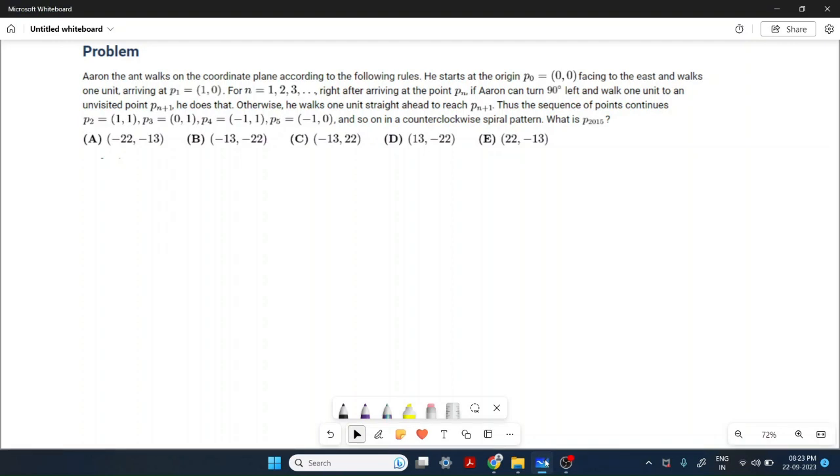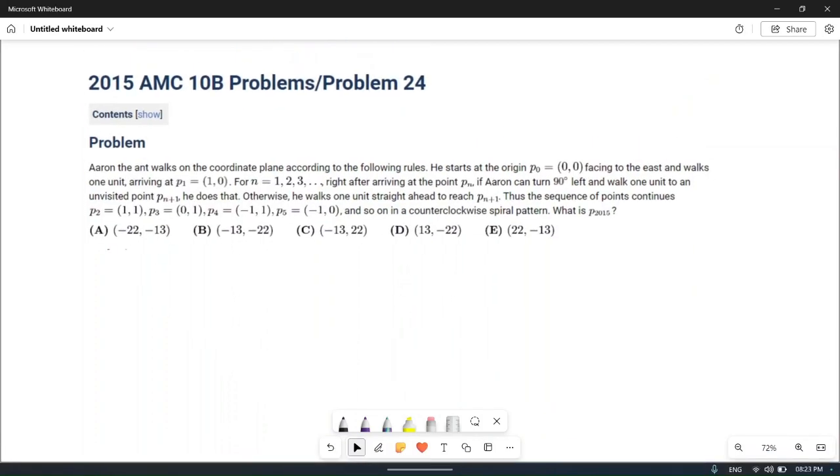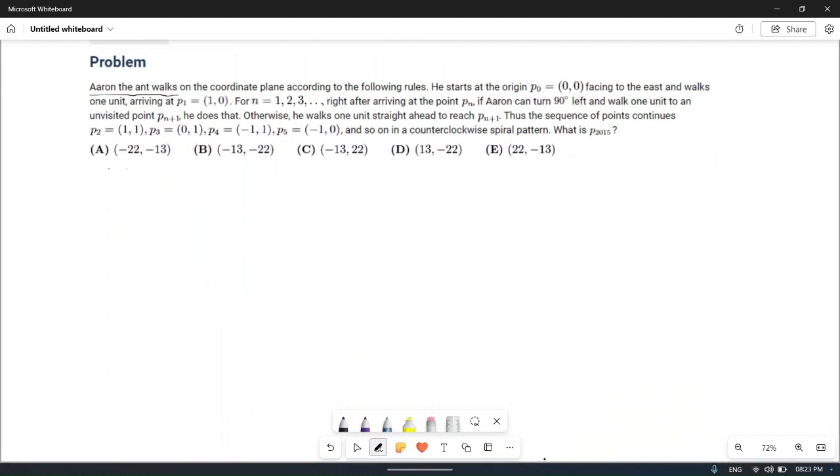Let's start with this problem. This is 2015 AMC 10 problem number 24. Let's try to understand this problem first. So an ant walks on the coordinate plane. So we have to draw a coordinate plane.